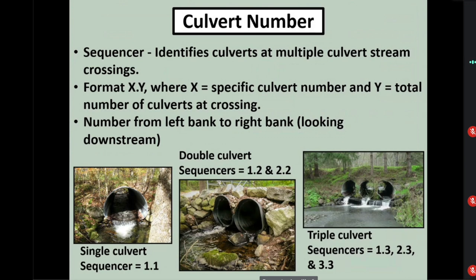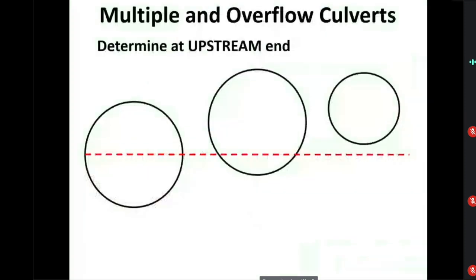So let's look at the one on the far right with three pipes. If you're looking at the pipe on the far left from this view, that is culvert 3.3. Whereas the culvert on the far right is 1.3 from the stream's perspective. I hope that makes sense, but these photos are always catching us a little bit. So what if there are multiple pipes at a crossing, but they're not at the same elevation?